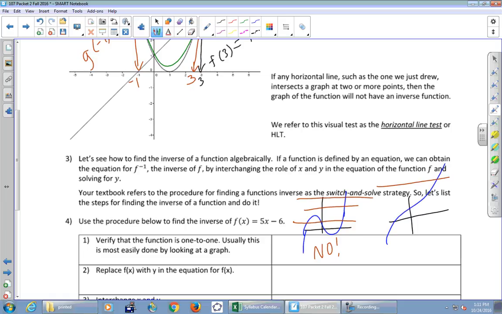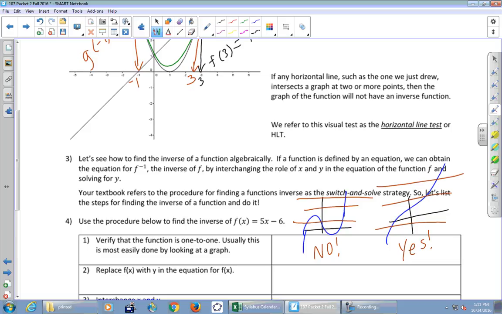Looking over here, how many times does that horizontal line hit? Once there, once there, once there, and the inverse in this case is or is not? Is a function. So that's the horizontal line test. It's a very easy test, but just make sure you're clear on what it is that you are testing. The question is always, is the inverse a function? That's the question.